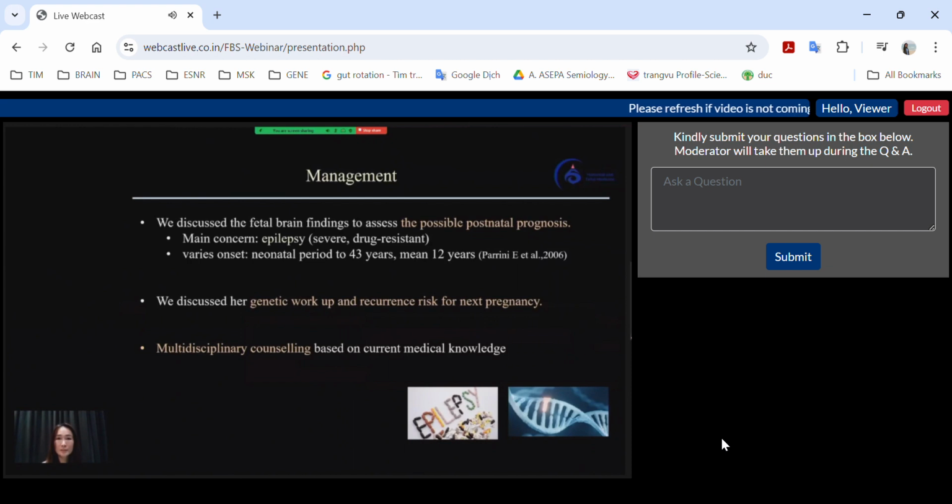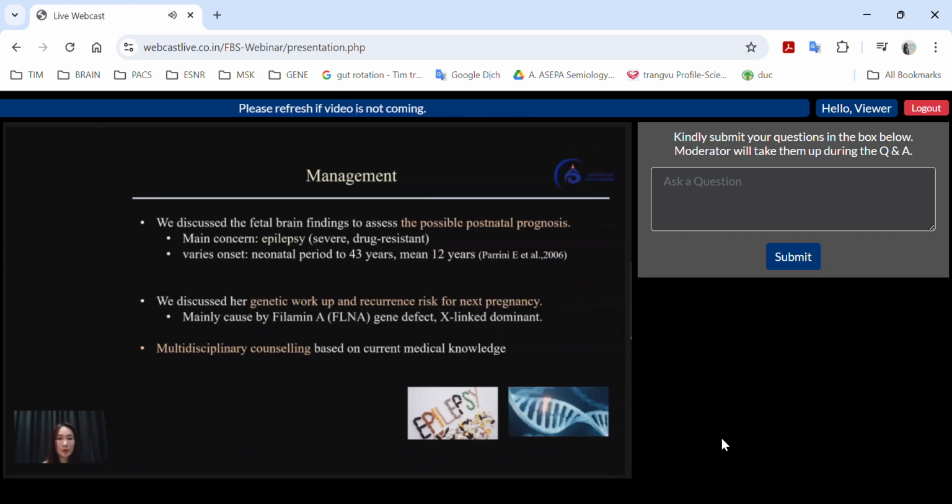Since PNH are deep in the brain, surgery is risky. For example, removing a nodule in the occipital horn could affect vision. The severity also depends on the baby's gender and genetic test results. PNH is often caused by a defect in the filamin A, or FLNA, gene, inherited in an X-linked dominant way. Since this case is male, it usually indicates a more severe condition.